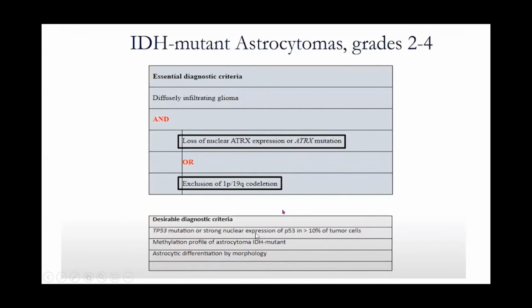Alright. So, in the essential diagnostic criteria for IDH mutant astrocytomas, what you need to see is a diffusely infiltrating glioma with loss of ATRX or exclusion of 1p19q co-deletion to make this diagnosis. But in addition, the desirable diagnostic criteria could be other tests like the TP53 mutation, methylation profile, or other differentiation by morphology.